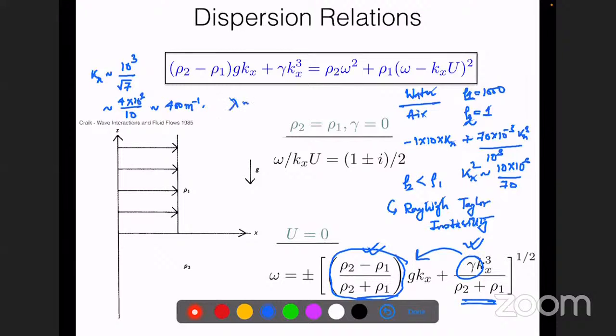So I need the inverse of that. The length scale is 2 pi by kx. 2 pi is roughly 6. So 6 by 4 into 10 to the power minus 2. So that's around 1.5 into 10 to the power minus 2. So you would have surface tension. So what do we get as an answer?